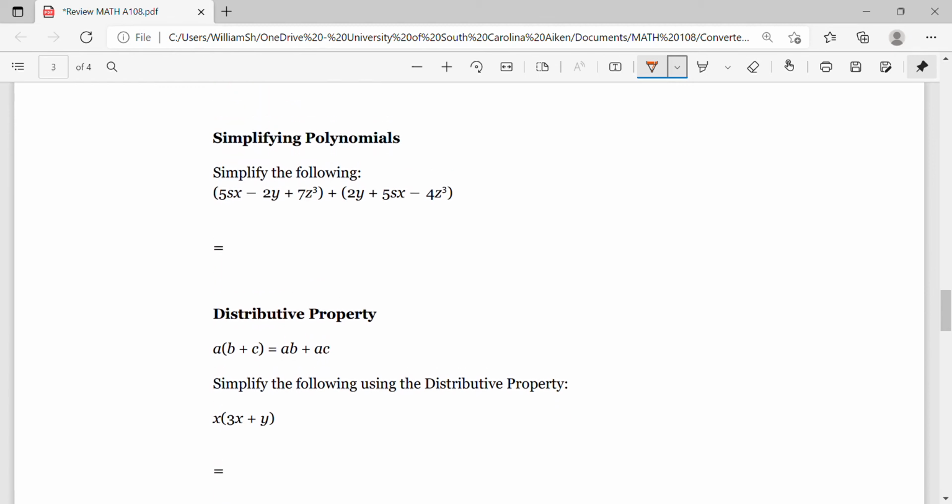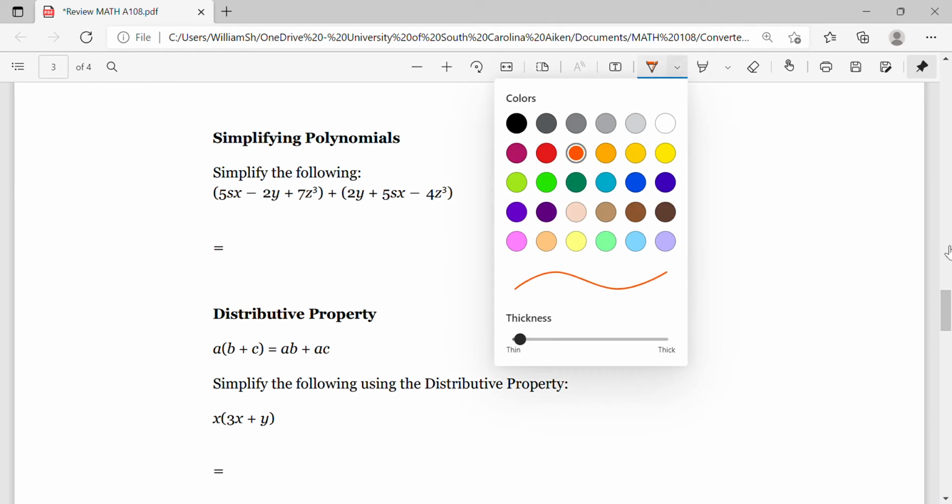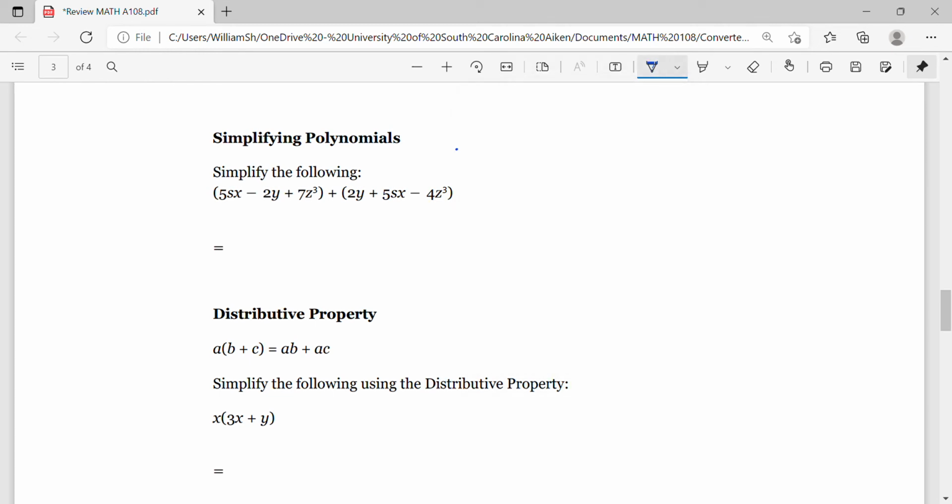Now that we know some basic information about polynomials, the next thing we're going to do is simplify polynomials. It says simplify the following: 5sx minus 2y plus 7z to the third, in parentheses, plus another set of parentheses which include 2y plus 5sx minus 4z to the third.